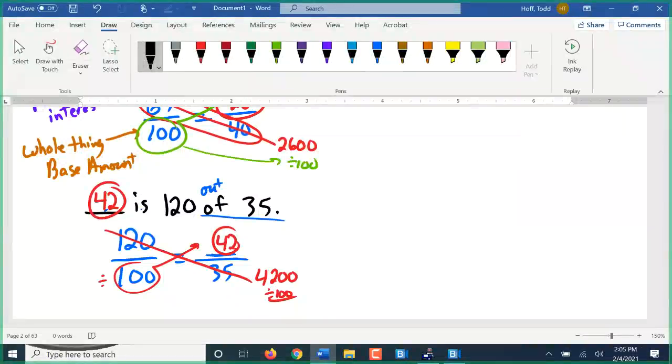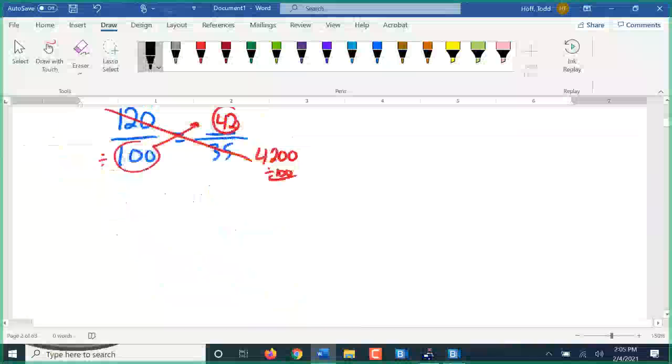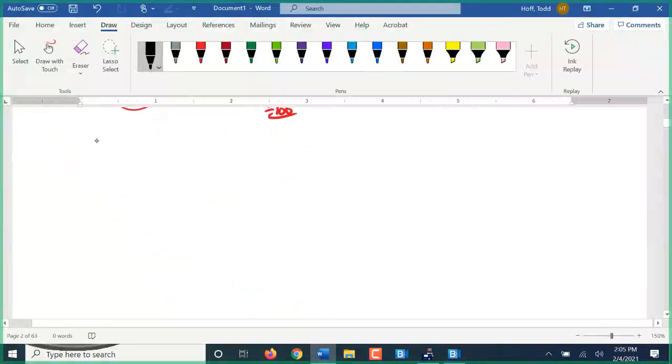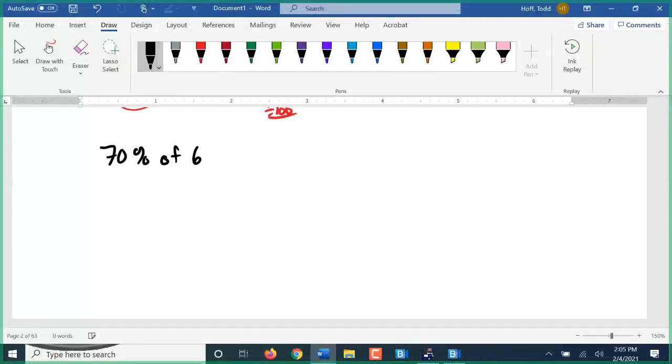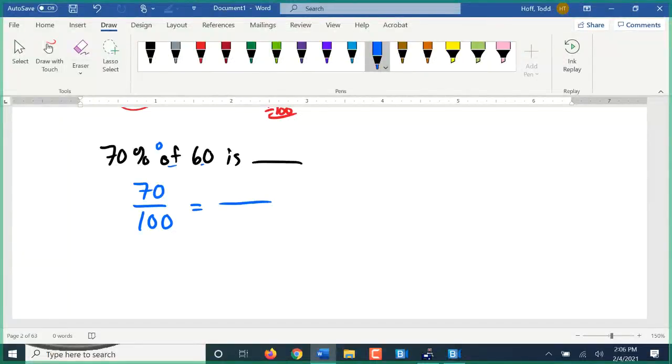Now, those first two wordings were slightly different, but very, very similar. I can word it quite different. I might say 70% of 60 is blank. We're going to start at the same spot. We're going to start with the percent. 70% is 70 out of 100. Of 60, well, again, we can read that as out of 60, which implies the 60 goes on bottom. So that would mean our missing number goes on top.